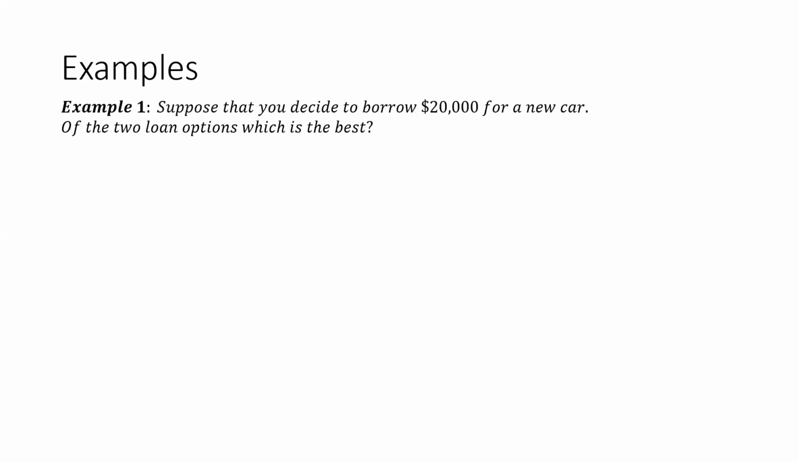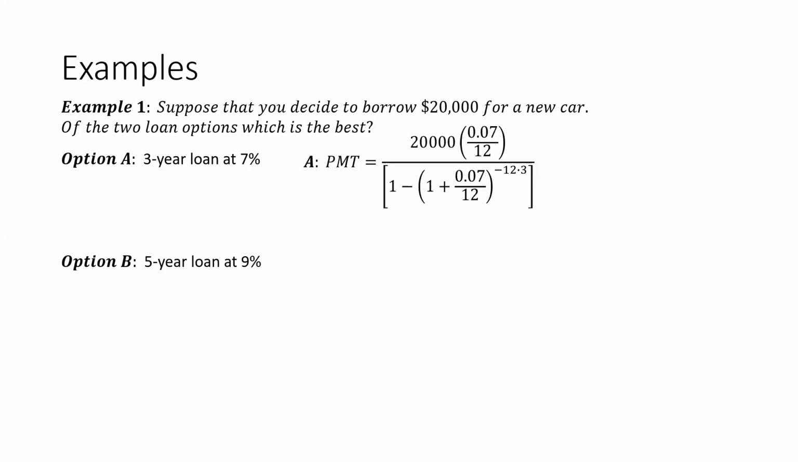So to see all that in practice, we say that we have $20,000. We have two options. When we're shopping around, we have these two different car loan options. One is a 3-year loan at 7%, and the second option is a 5-year loan at 9%. So we're going to figure out, using this formula, what's the best option.